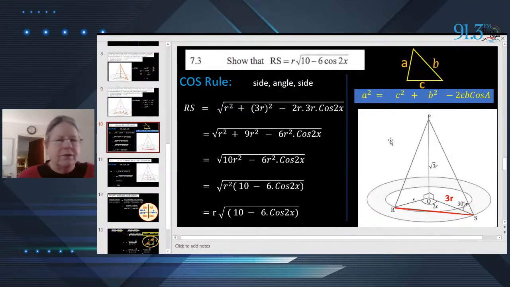Now they want us to show that RS, which is red at the bottom, is equal to r square root of 10 minus 6 cos 2x. And this is where most of you actually skip the question. But don't. Remember, this question is about the sine rule and the cos rule. Now we normally know a dead giveaway for the cos rule is a square root, because the cos rule is the only one that ends up with a square root. If we look at the cos rule over here in the blue, can you see there's squares everywhere? So if we want to get rid of the square here, we need to do the square root on the right-hand side.